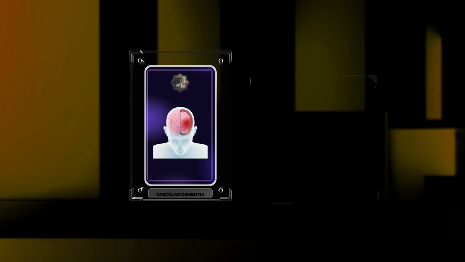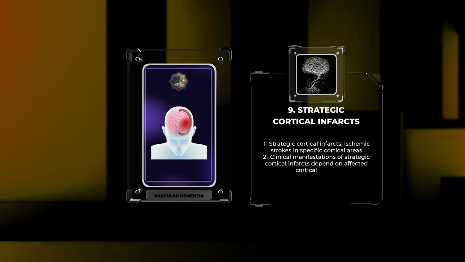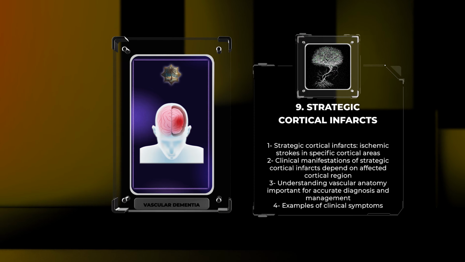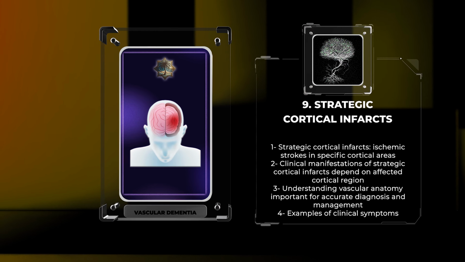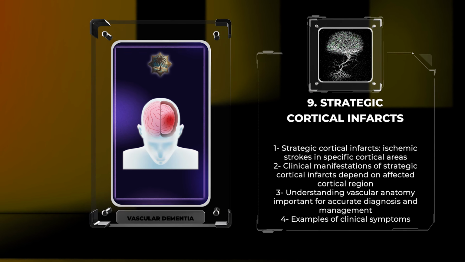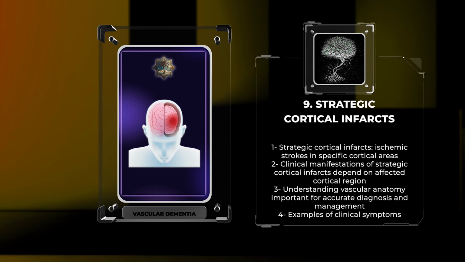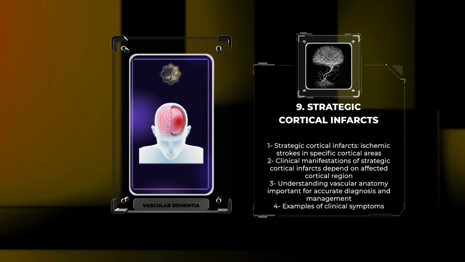Strategic cortical infarcts refer to ischemic strokes that occur in specific cortical areas and result in characteristic clinical manifestations. These infarcts typically involve the territory of one of the major cerebral arteries supplying the cortex. The clinical symptoms depend on the affected cortical region and the neuronal networks disrupted by the infarct.